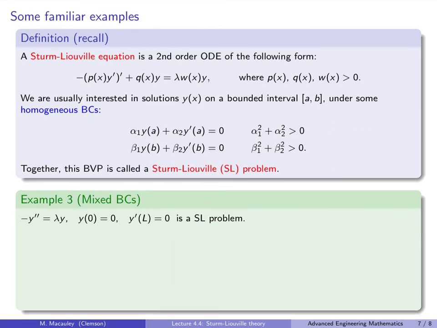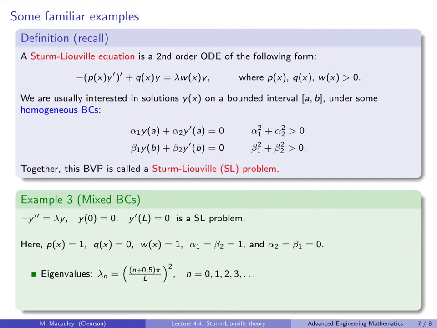Example 3, this is when we had mixed boundary conditions. So we have the same ODE, but now we have a Dirichlet or type 1 condition on the left and a Neumann or type 2 condition on the right. This is a Sturm-Liouville equation because p, q, and w are just as before, 1, 0, and 1. And now our alpha 1 and our beta 2 have to be 1, and beta 1 and alpha 2 are equal to 0. That's how these boundary conditions arise.